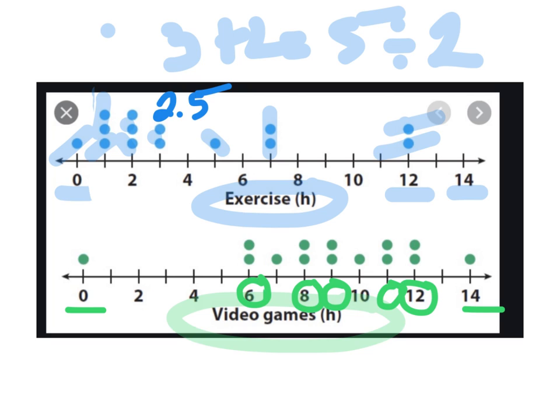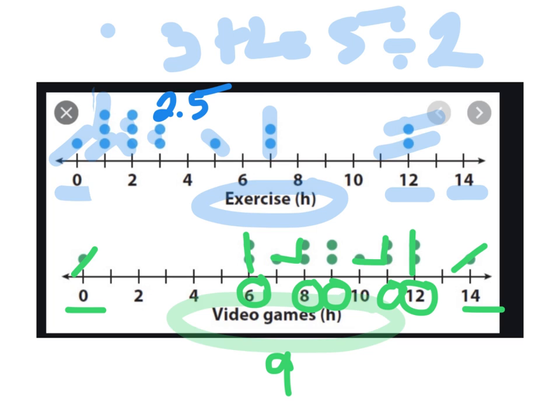Now we need to find the median. That's that crossing off of the highs and the lows. I'm going to cross off 1 high and then 1 low. And I have 2 here and 2 here. I'm going to go with 3 and 3. Well, I can see that 9 comes up as my middle number. So my median for the video games is 9. So the middle amount of time spent on video games is 9 hours.